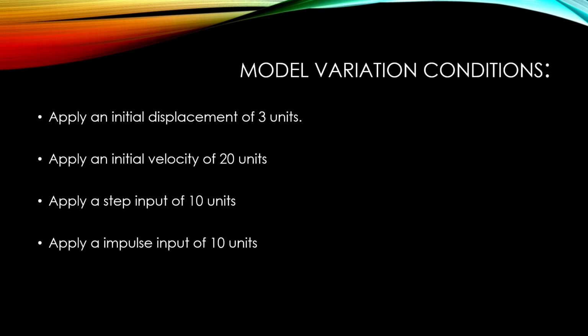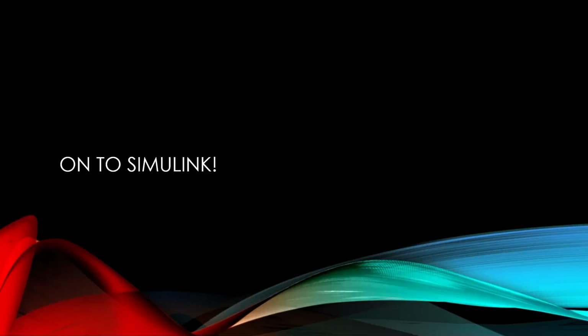Now, we are going to modify the model in order to create four different models. The first modification we're going to do is apply an initial displacement of 3 units. The second modification is going to be apply an initial velocity of 20 units. The third is going to be to apply a step input of 10 units. And the fourth modification is going to be to apply an impulse input of 10 units. And with that, let's go to Simulink.